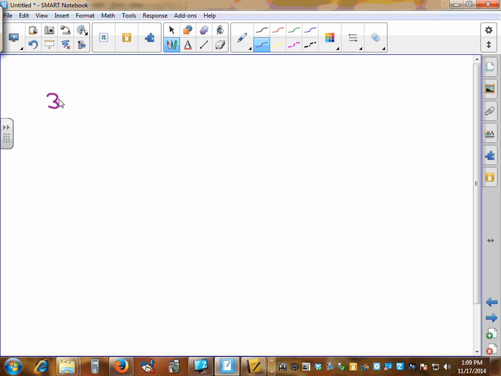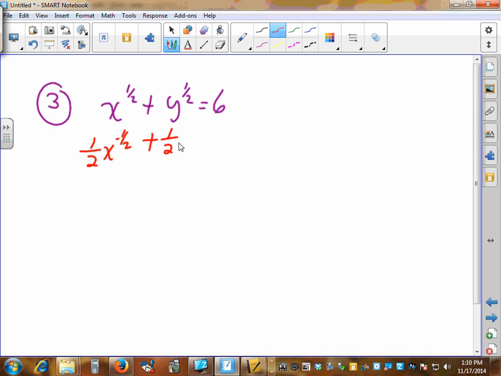Okay. Number 3. The question is x to the half plus y to the half equal to 6. So our derivative is going to be a half x to the negative half, plus half y to the negative half equal to 0, times y prime. Anytime we're doing implicit, we have to put y prime after the y expression.